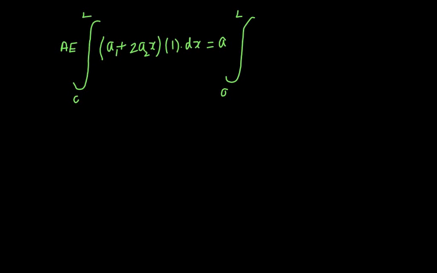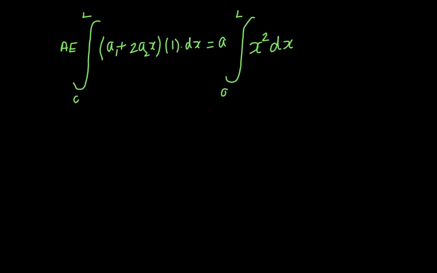Now this time Wi becomes W1. So W1 is x. Already there is an x, so x into x becomes x squared into dx. Now I'm going to integrate and substitute the limits directly. So let me do that.